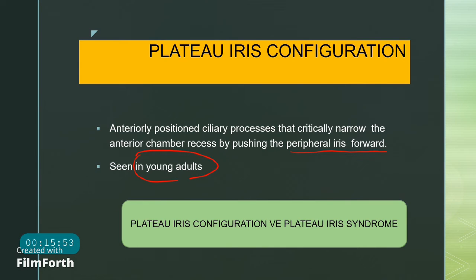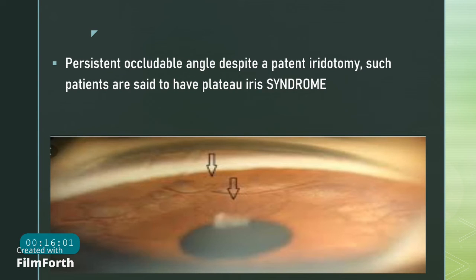Now at this point, a very important academic question is, what is plateau iris configuration versus what is meant by plateau iris syndrome? The three mechanisms that I told you, whether it is relative pupillary block, plateau iris, or whether it is intumescent lens, they can all occur together or in combination with one another. It is not that you have just a plateau iris and cannot have a relative pupillary block along with that. So they all can coexist or occur in various combinations.